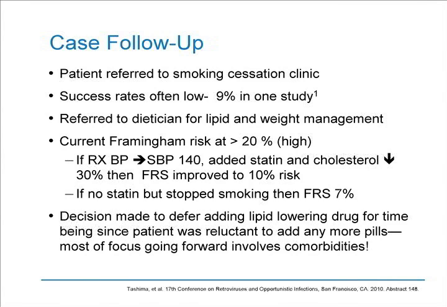So then we modeled with the patient there, if we got his blood pressure under control and added a statin with a 30% decrease in his cholesterol, then his Framingham risk score would improve to 10% risk. On the other hand, if no statin was used but he stopped smoking and we controlled his blood pressure, then his risk score would be 7%, showing really the importance of the smoking. So with all of this in mind, the patient decided to defer adding another drug, but realizes they'll be dealing with these issues in the years ahead if we're to maximize his chances for a long-term survival.